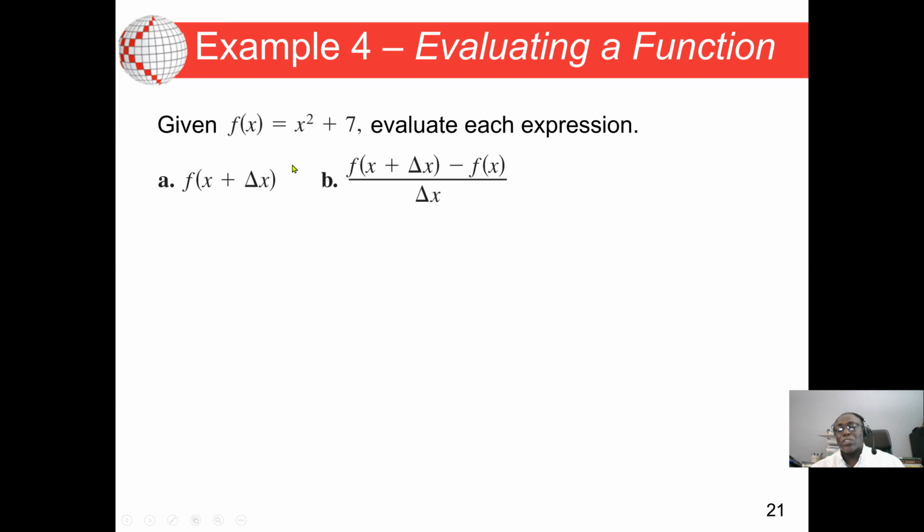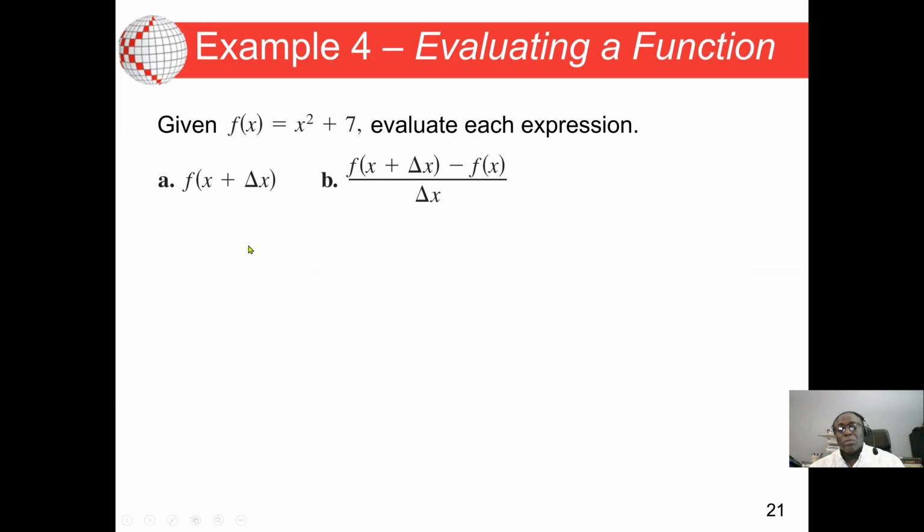Now there's another section here. This is also a function notation example. Let's say we have f(x) equals x squared plus 7. The example says we should evaluate each expression. The first expression will be f(x plus delta x). Then b, we are going to find f(x plus delta x) minus f(x), all over delta x. This is the formula we are going to use to find the derivative of a function.